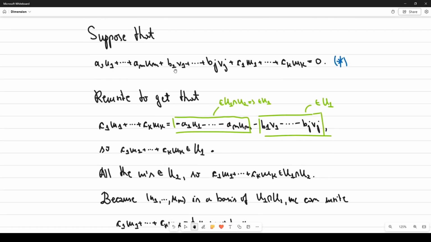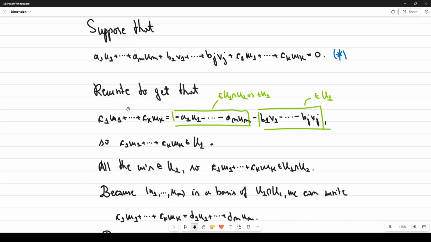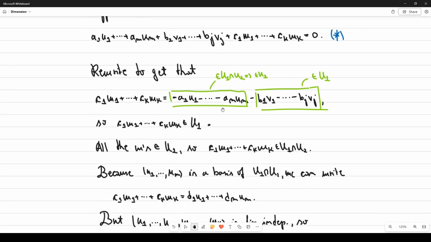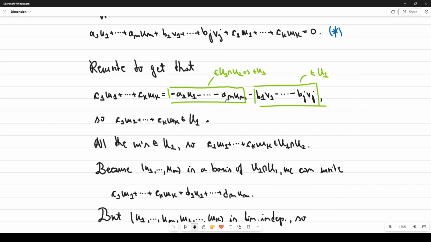So suppose that this linear combination of all of the vectors in the list is equal to 0. And now rewrite this to get the following. So I've left these over here and transferred everything to the right side of the equality. So now from this, since this belongs to the intersection of our subspaces, it definitely belongs to the subspace U1. And this also belongs to U1. So we have that this belongs to U1.